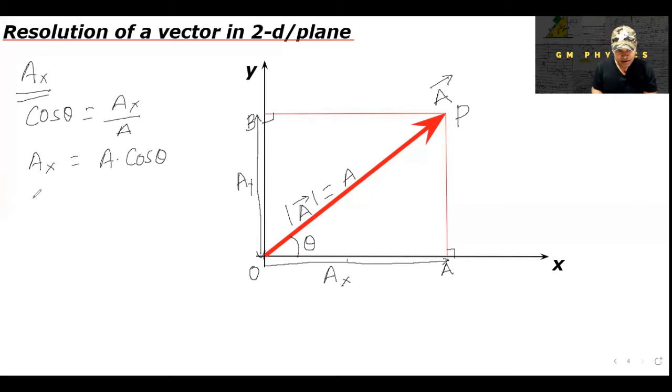Proceeding in the similar manner, we can find the value of Y component, that is AY. Let's see. Now look at this right angle triangle, OPB. It is a right angle triangle with angle 90 degree at point B. We have to find AY. So let me write this angle.